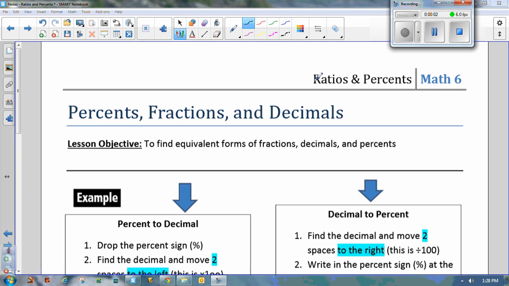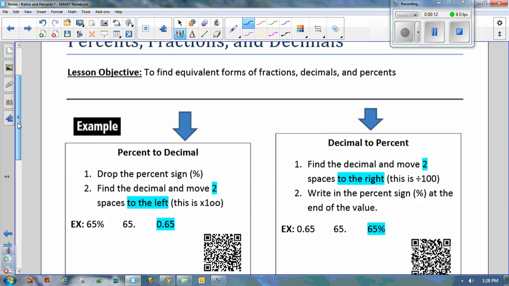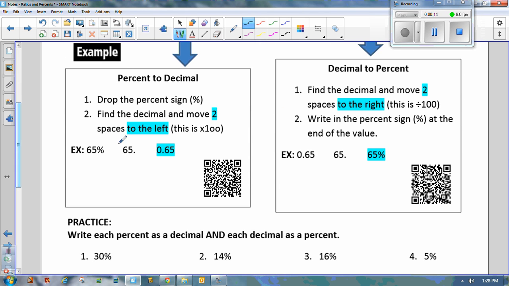Unit 5, ratios and percents. Lesson 7, percents, fractions, and decimals. Our lesson objective is to find equivalent forms of fractions, decimals, and percents. We're going to start out by converting percents to decimals and decimals to percents.